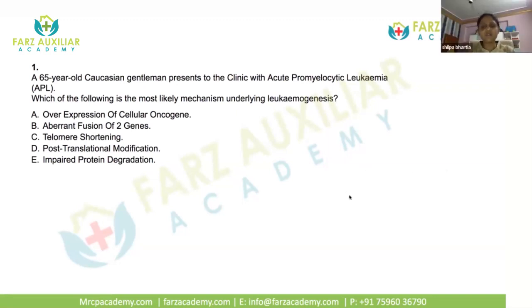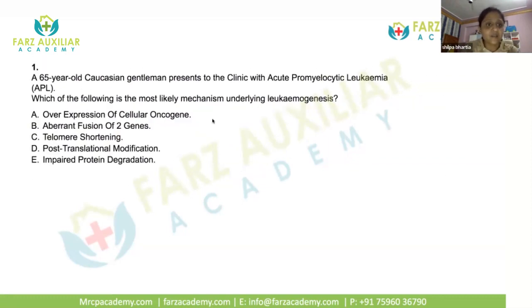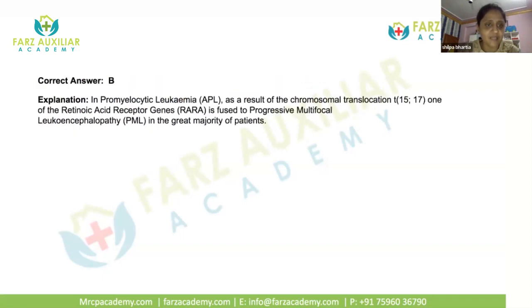Yes, exactly. So you have a translocation 15:17, that is aberrant fusion of two genes, the PML and the RARA gene. Okay, in APML, the result of chromosomal translocation 15:17, you get the PML-RARA fusion gene. So the correct answer is it is a result of fusion. You don't get telomere shortening. It's not the other things. It is aberrant fusion of two genes, and the genes are PML-RARA, and the translocation abnormality is 15:17.